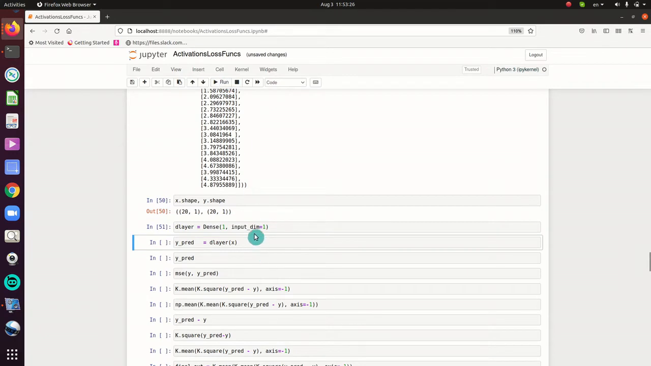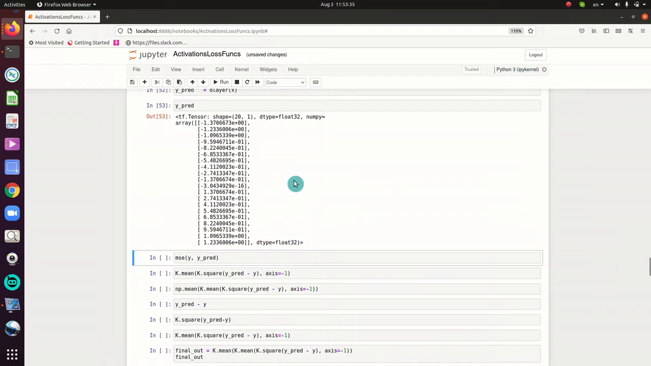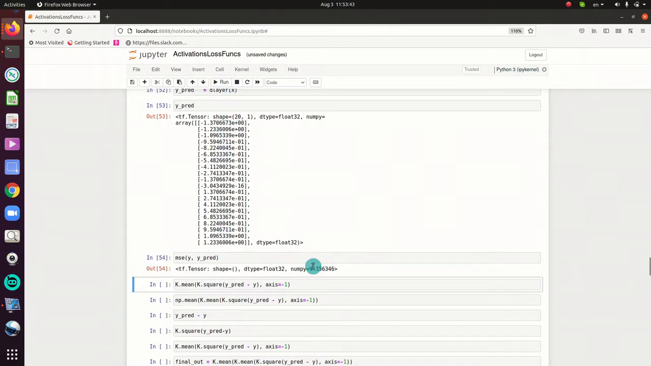Okay, let's feed the input to the dense layer and call the result Y prediction. Here it is, 20 by 1. Then we ask for the MSE between the target Y and Y pred. It is 9.35. The computation for Keras MSE is this expression. We imported MSE from Keras losses above. We feed the two vectors we want to compare.